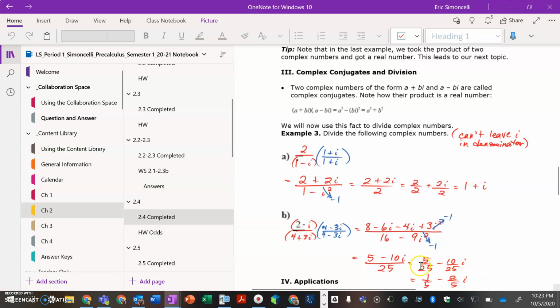Don't forget your final answer, which technically can also be typed in on the calculator. Maybe we'll show that here in a moment. It is in standard form. So 1/5 minus 2/5 i.